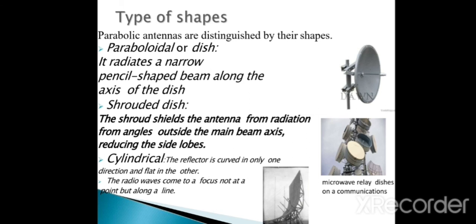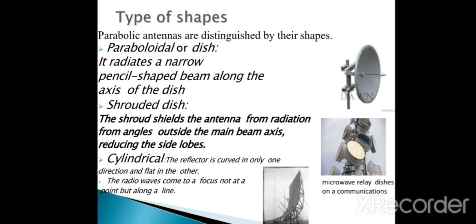The first one is the paraboloidal or dish, and the second one is the shrouded dish. The shroud shields the antenna from radiation from angles outside the main beam axis, which reduces the side lobes. This is the microwave relay antenna, generally used in Australia for wireless communication. This is called the shrouded dish. The advantage is that it gives the maximum in the main beam, the side lobes are reduced, and then the front-to-back ratio increases automatically.